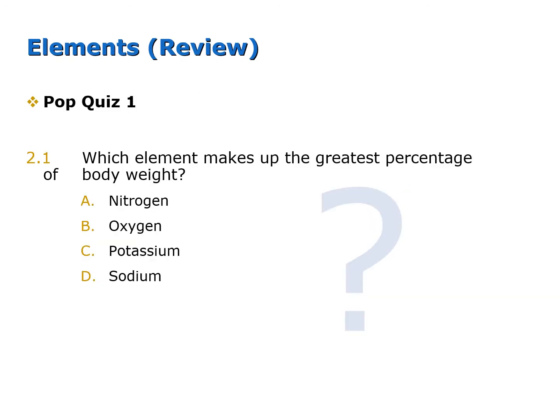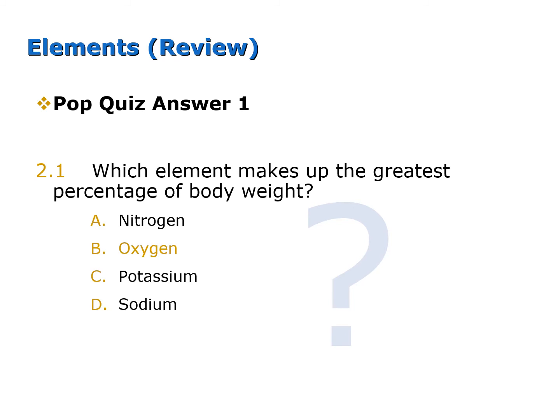Question number 1. Which element makes up the greatest percentage of body weight? And the options are A, nitrogen, B, oxygen, C, potassium, or D, sodium. The element that makes up the greatest percentage of body weight will be oxygen. If you remember, I was telling you that it's up to 65%.